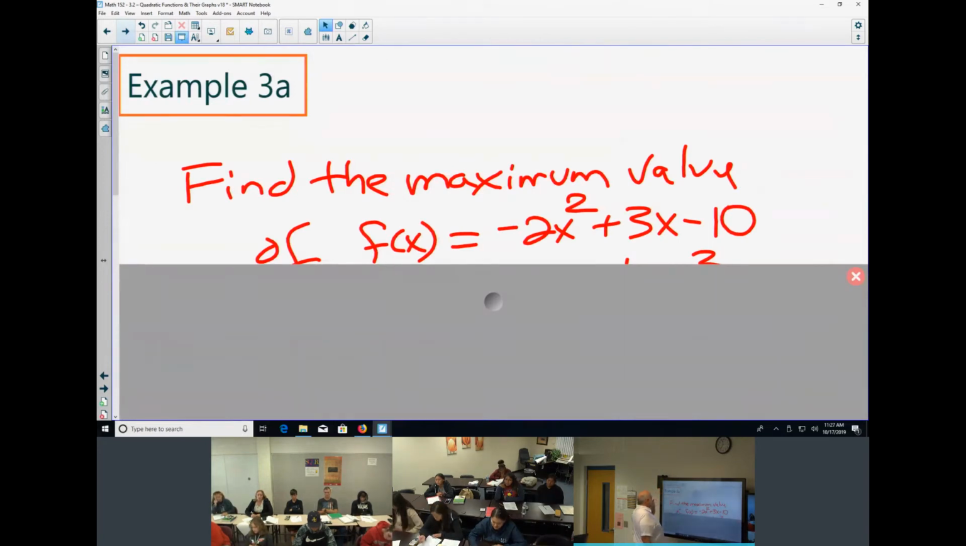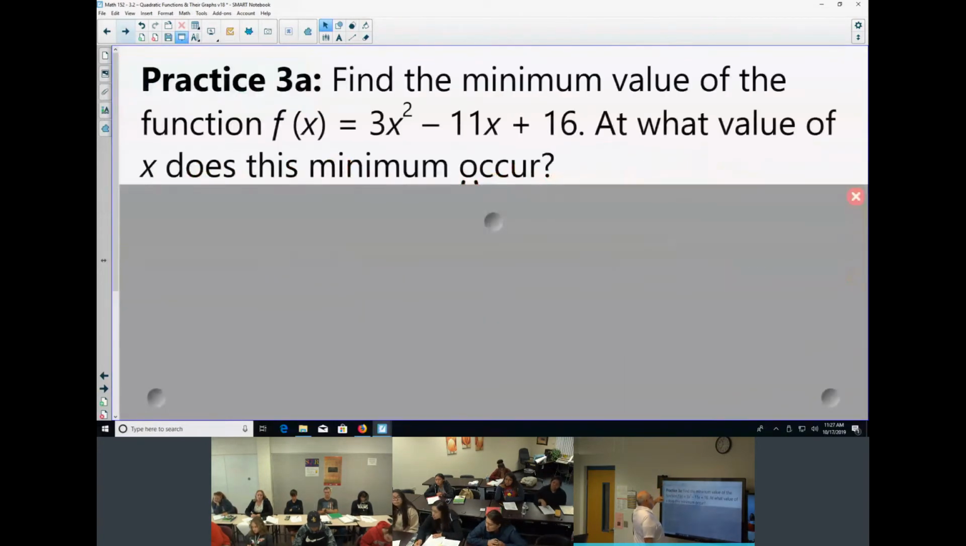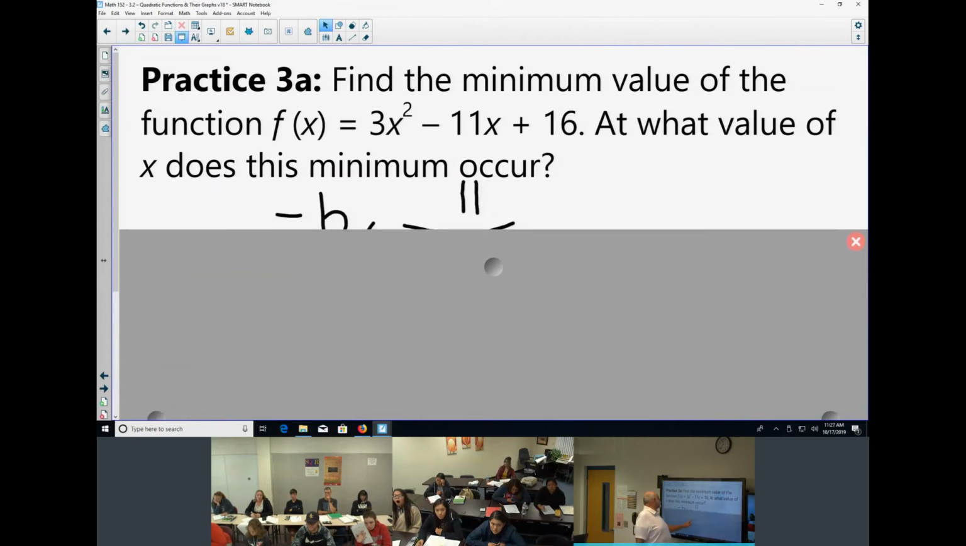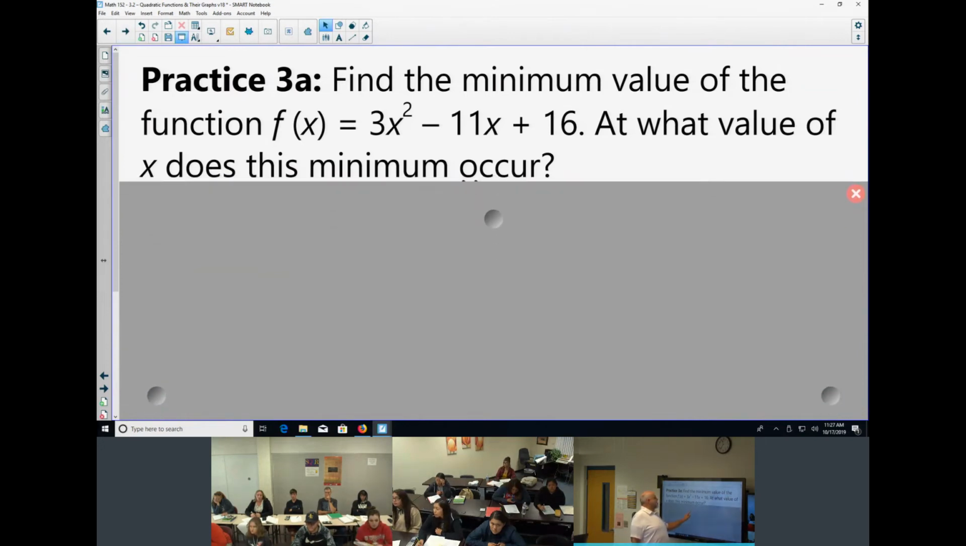All right. So, let's just go to the practice problem. This says find the minimum value of the function 3x squared minus 11x plus 16, and at what value of x does this minimum occur? All right? So let's see. Okay, so go ahead and do this. You can either complete the square or you can do the negative b over 2a.